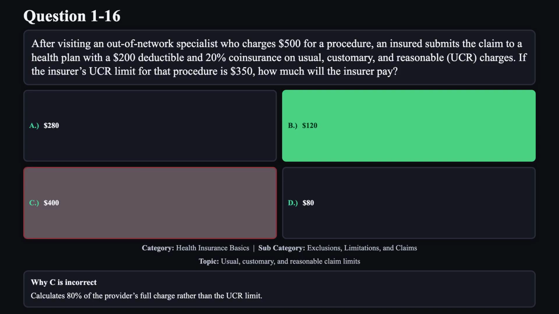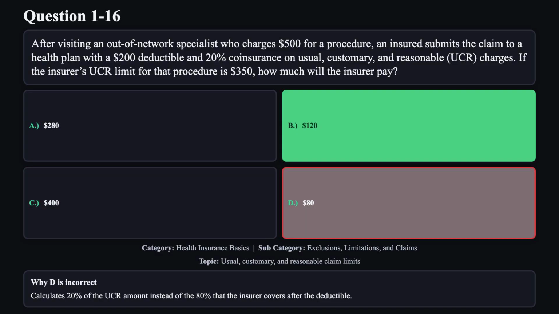Reason C is not correct. Calculates 80% of the provider's full charge rather than the UCR limit. Reason D is not correct. Calculates 20% of the UCR amount instead of the 80% that the insurer covers after the deductible.